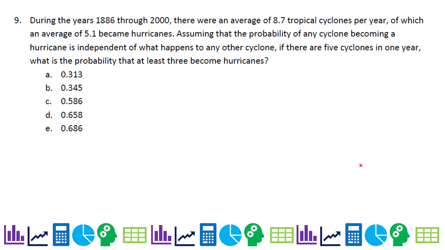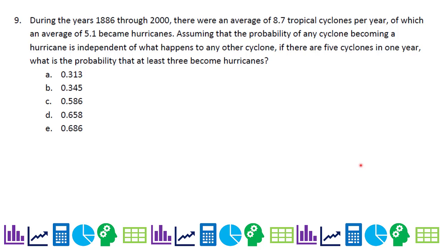Number 9. During the years 1886 through 2000, there were an average of 8.7 tropical cyclones per year, of which an average of 5.1 became hurricanes. Assuming that the probability of any cyclone becoming a hurricane is independent of what happens to any other cyclone, if there are 5 cyclones in 1 year, what is the probability that at least 3 become hurricanes?